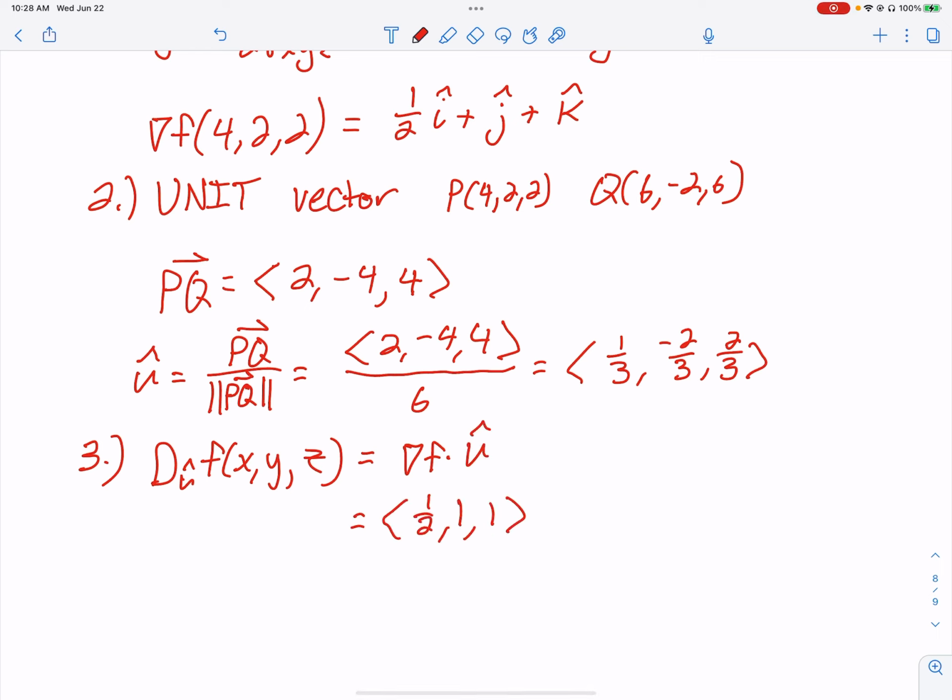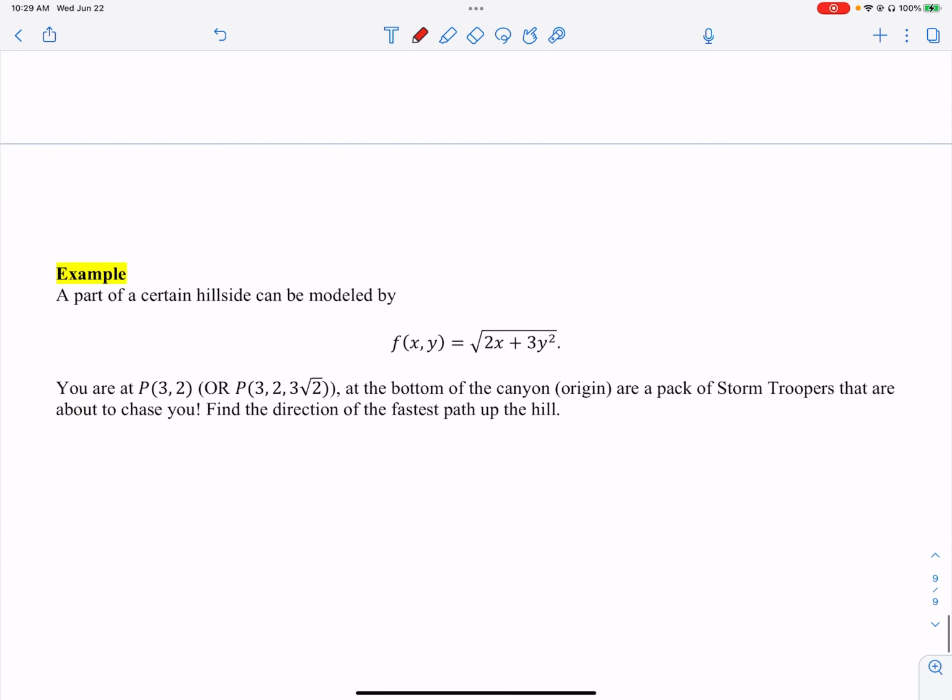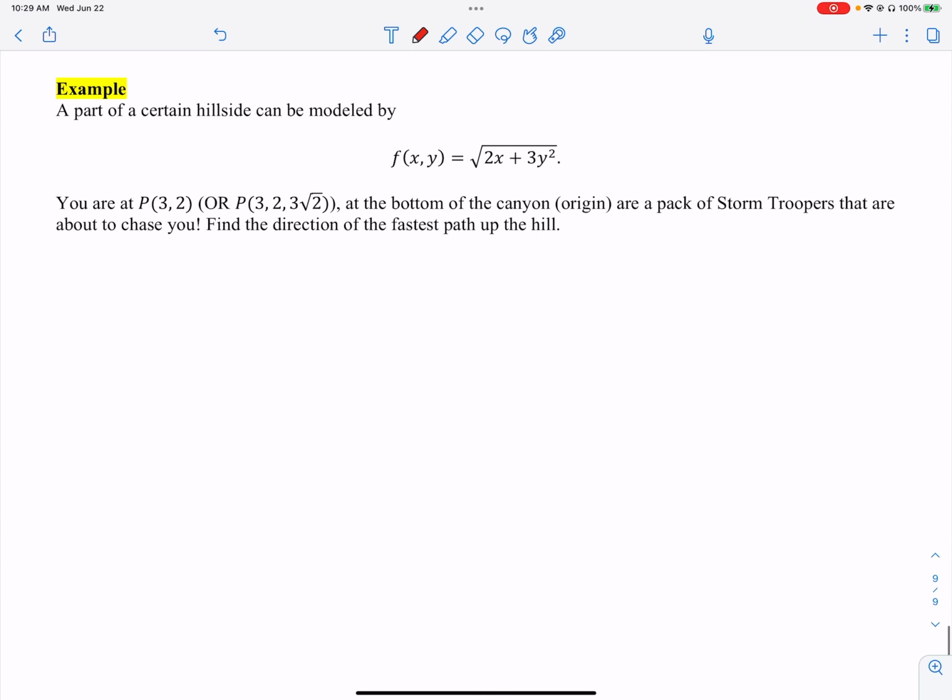All right, let's find us a word problem here. A part of a certain hillside can be modeled by that function. So we have a surface, right? This is 2 variables, so this is a 3D graph. So it makes sense that this could be some hillside. You are at a point, 3, 2, or we can think of z, 2.